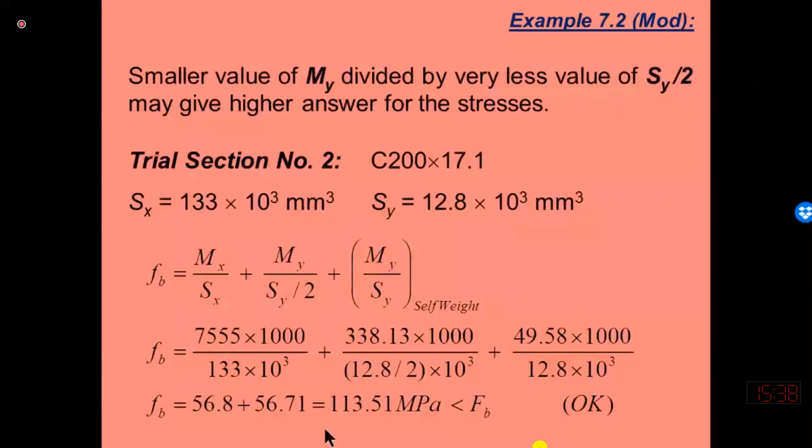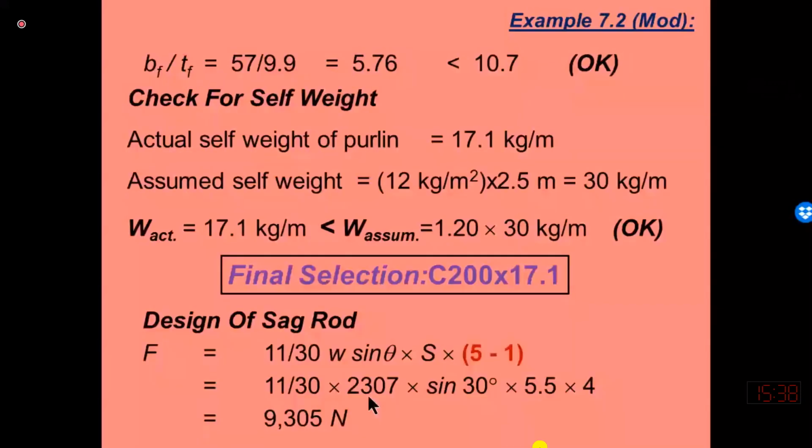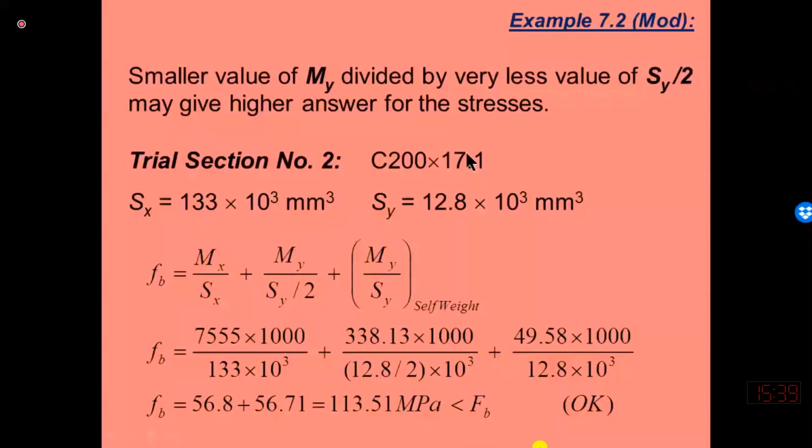So again, we need to check the BF over TF value. The flange width of this channel is 57 divided by the thickness of the flange 9.9. So this answer is 5.76, which is less than 10.7, so that is also okay. Again, we will check the self weight of the purlin. This is the unit weight of this channel, which is 17.1 kilogram per meter.